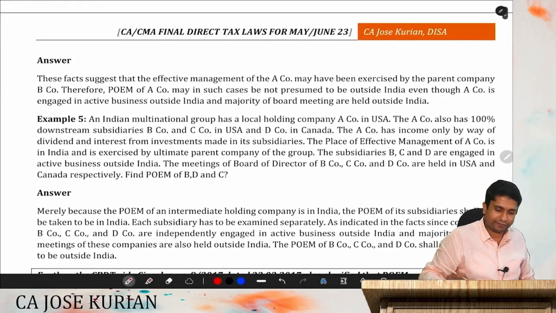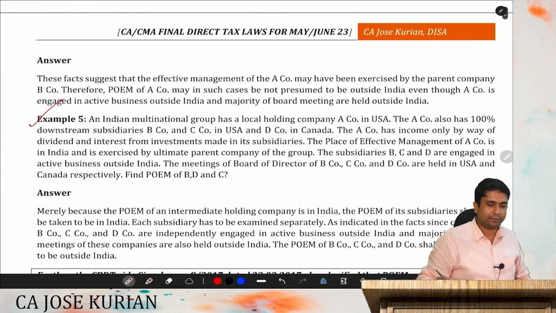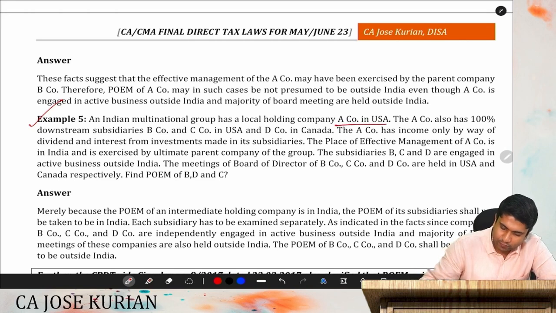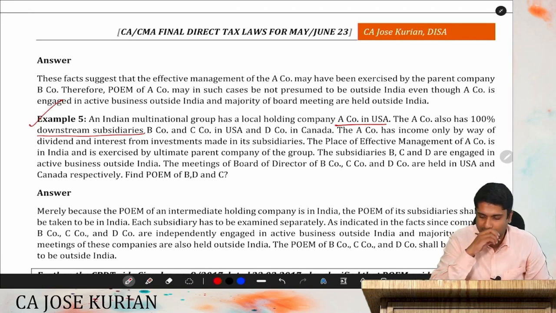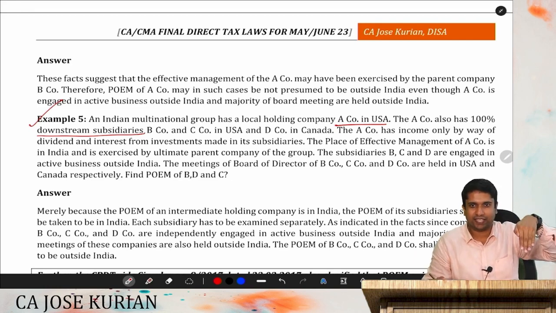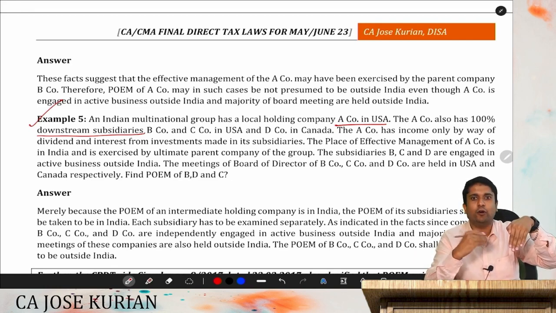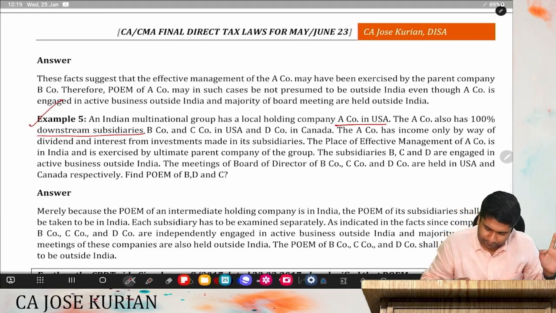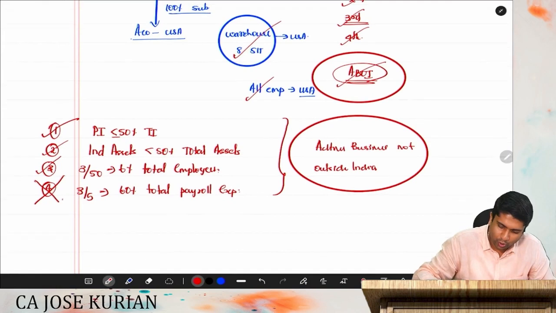Then example 5. It's an independent example. An Indian multinational group has a local holding company AECO in USA, and AECO also has 100% downstream subsidiaries BECO, CECO in USA and DECO in India. What do you mean by downstream subsidiaries? Under AECO, there are a few more subsidiary companies, that is B, C and D. Yes or no?